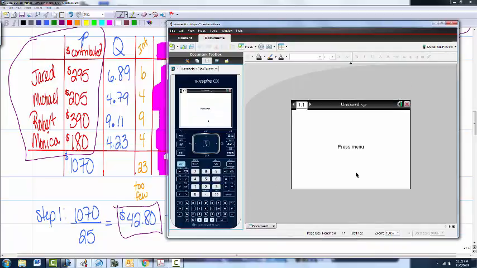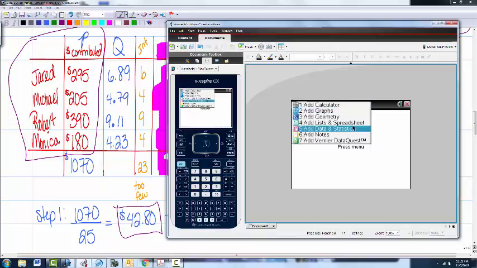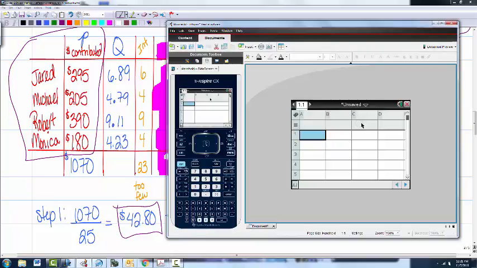Okay, so what we want to do first is hit the on button and then hit a new document. And what we're going to do is do a list/spreadsheet. So hit that. And then this comes up. Right away, you can type in your numbers. 295, enter. I hope it's working. Good. 205, enter. 390, enter.